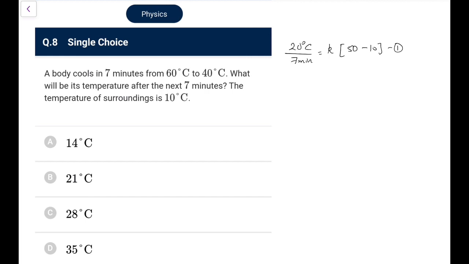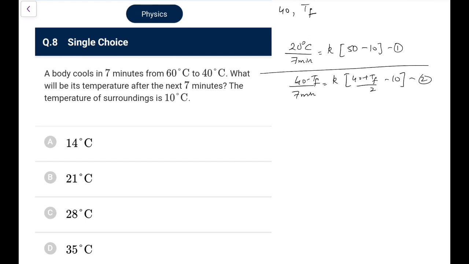For the second time interval, let's find the temperature after the next 7 minutes. Let's say it falls by delta T amount in the next 7 minutes. The initial temperature is 40, the last one is 40 minus delta T. Let's call the final temperature T final. So the drop, delta T, I can write as 40 minus Tf. Now what would be the average? It would be (40 plus Tf) by 2 minus 10. This would be the second equation.